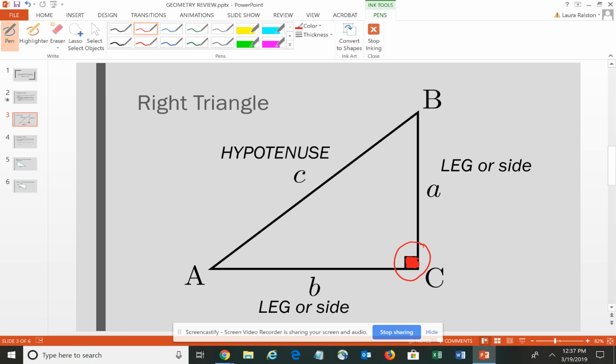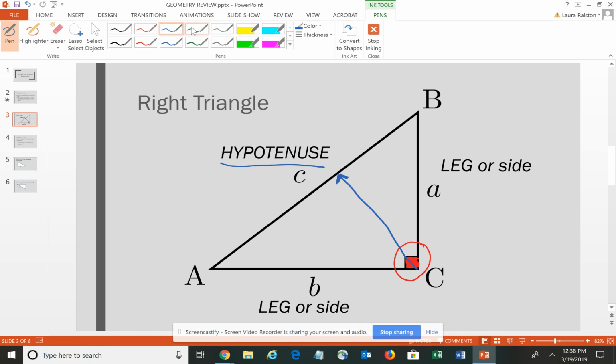The other thing that I want to point out to you are the sides of the triangle. If you look at your right angle symbol and think about it as being an arrowhead, the side that the box is pointing to, across from the right angle, is always called the hypotenuse. So the side opposite the right angle is always called the hypotenuse.